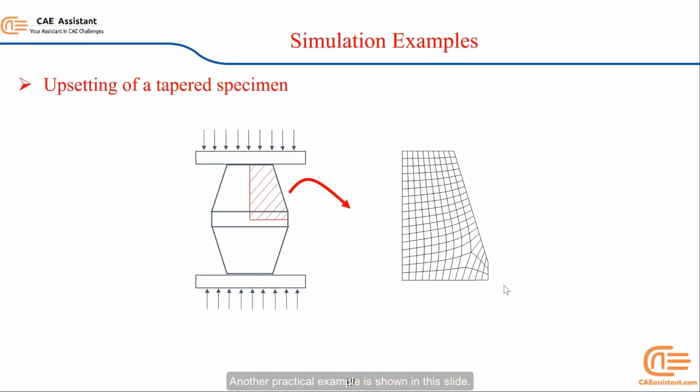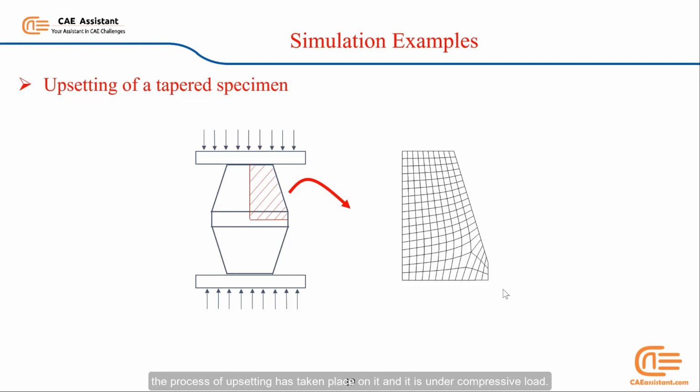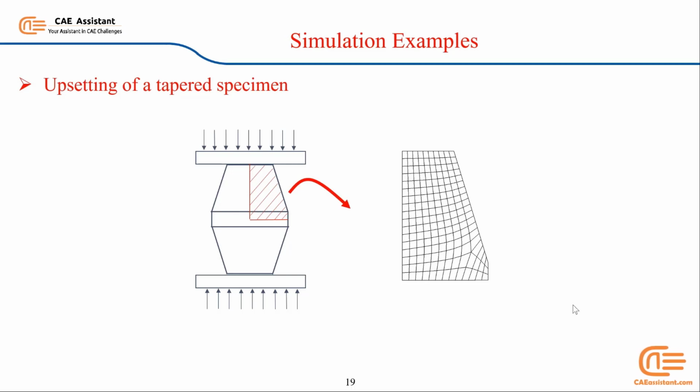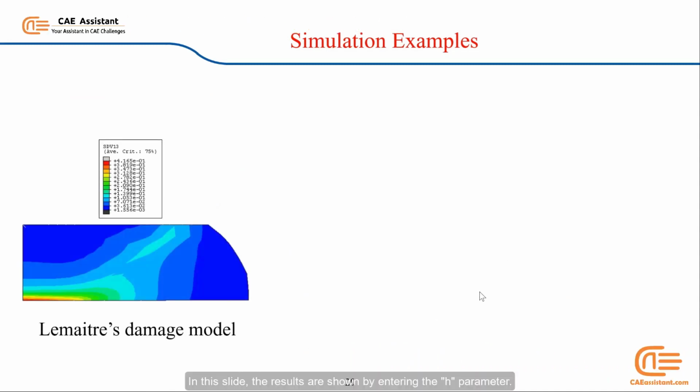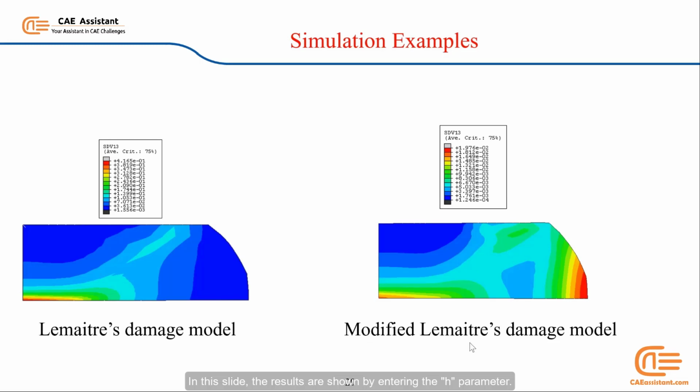Another practical example is shown in this slide. This structure is a cone structure, and the process of offsetting has taken place on it, and it is under compressive load. In this slide, the results are shown by entering the H parameter. In this slide, the results obtained from the Lemaitre damage model are shown. In the main presentation, these results are compared with the experimental test and proven.